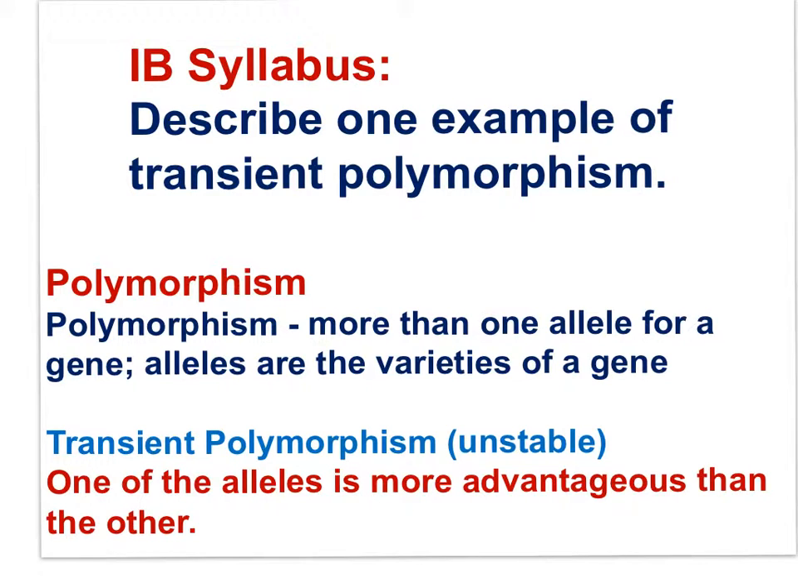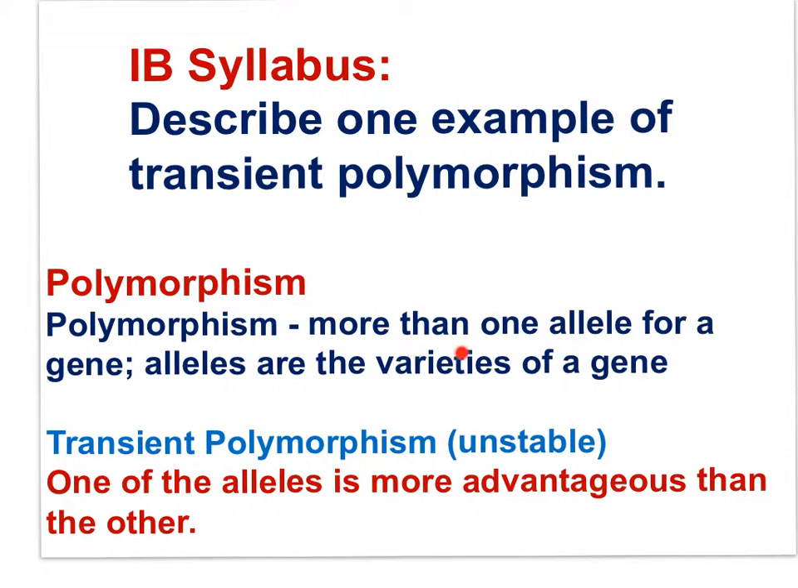Now, this IB syllabus statement described one example of transient polymorphism. It should come as a surprise, because its use of language seems completely out of place with everything I've presented so far. But to the contrary, with this slide, I would like to review everything I've already presented, just with new language. In other words, I'm presenting nothing new in the slides to come other than applying new language to the same concepts. Before leaving this slide, let's define polymorphism.